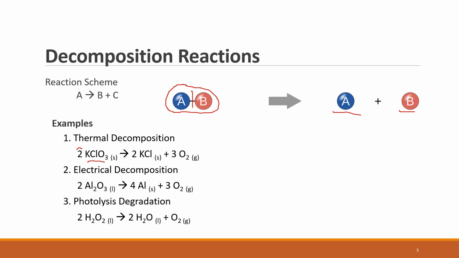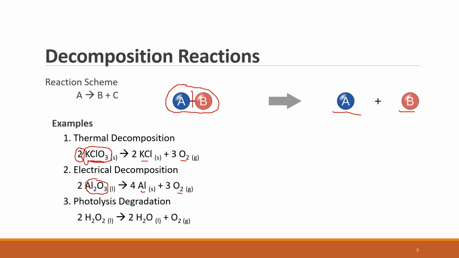I know there are two molecules of this particular compound, but it doesn't matter. There could be 5 molecules. The important thing is that only one type of compound is present on the reactant side. So we have one type of compound breaking apart into two different products, in this case, potassium chloride and oxygen gas. The second example, we have one type of compound present here, aluminum oxide, decomposing or breaking apart into aluminum and oxygen.